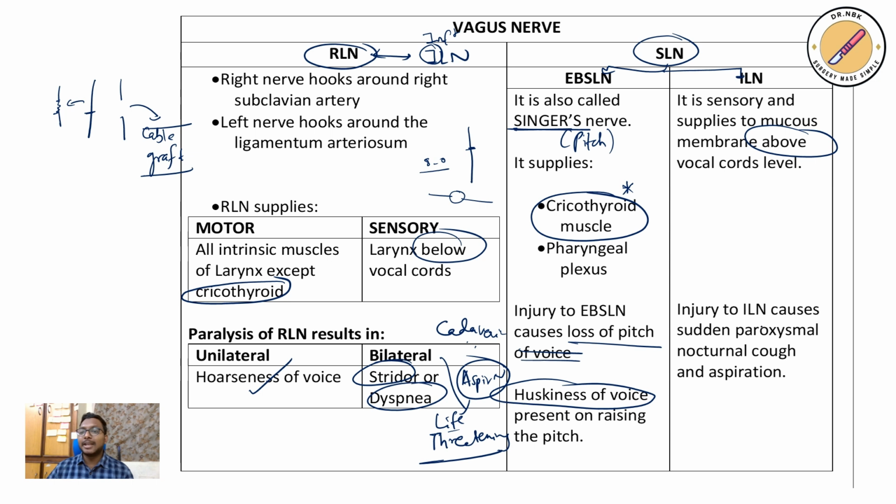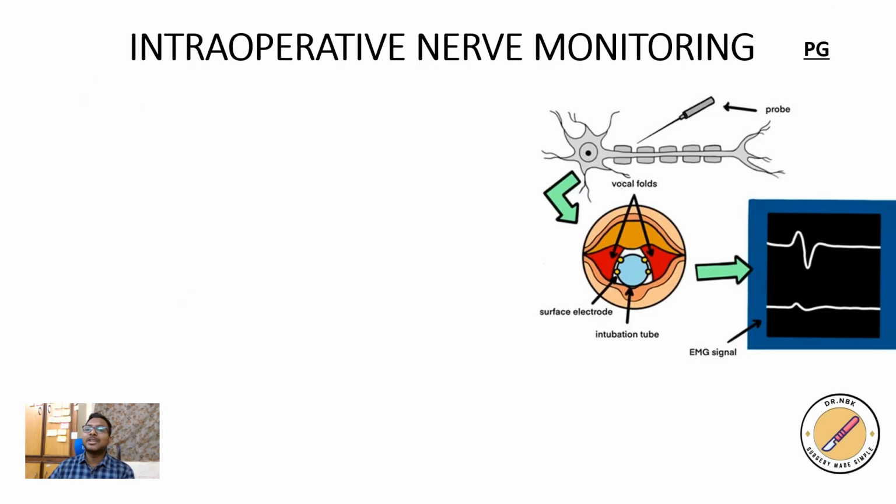So if at all there is any injury to the internal laryngeal nerve, it will cause sudden paroxysmal nocturnal cough, and there is also a chance of aspiration. Okay, so these are the important complications regarding the nerves related to thyroidectomy. Now coming to, is there any chance of prevention of nerve injury during the surgery?